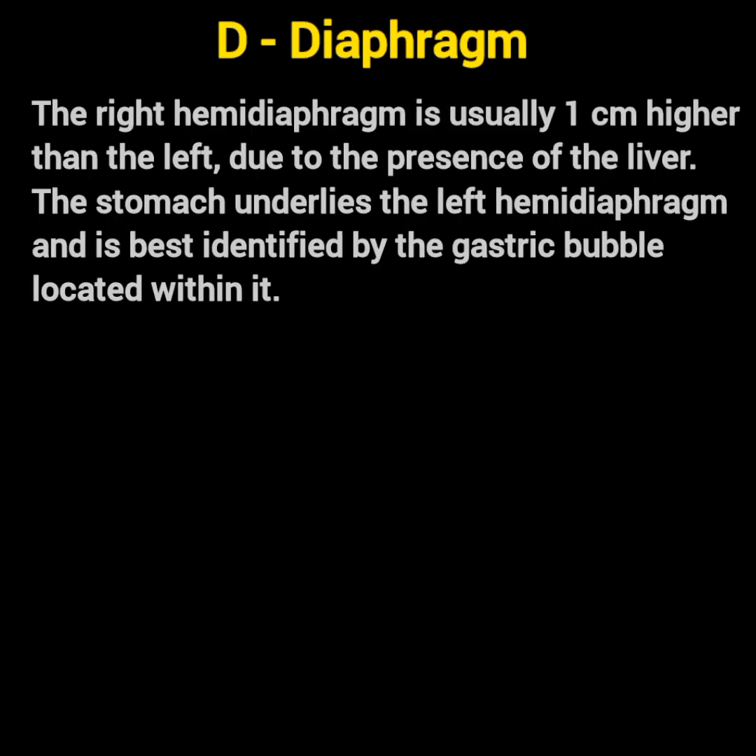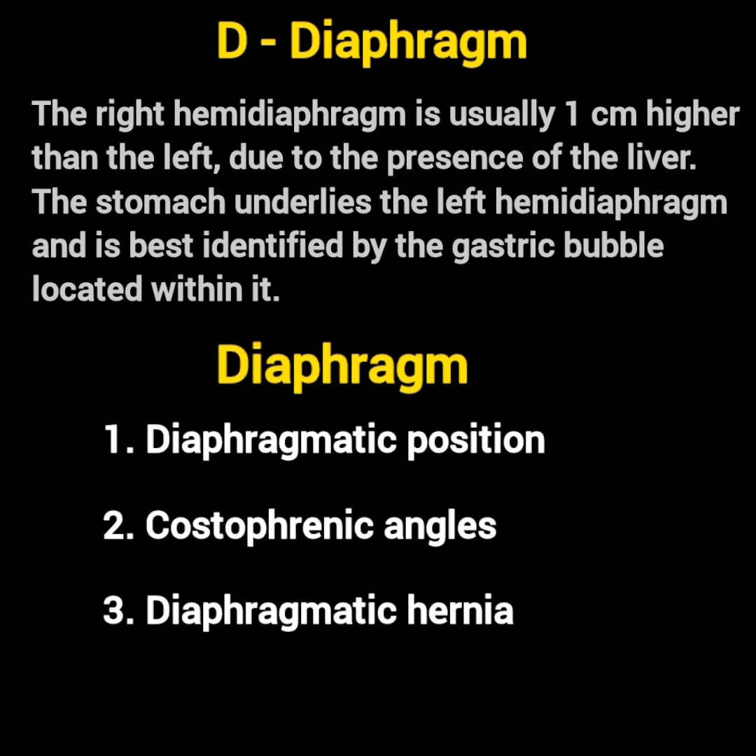D. Diaphragm. The right hemidiaphragm is usually 1 cm higher than the left due to the presence of the liver, and the stomach is below the left hemidiaphragm and is best identified by the gastric bubble located within it.